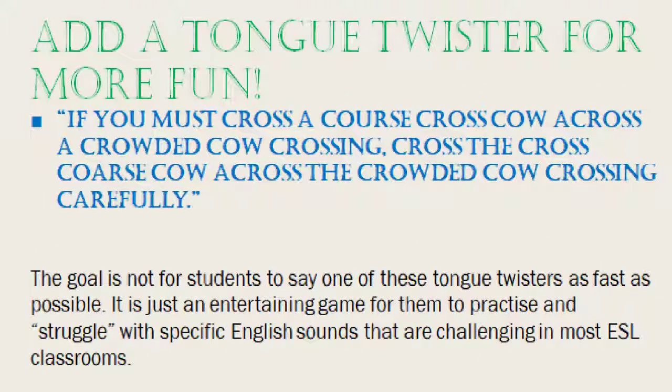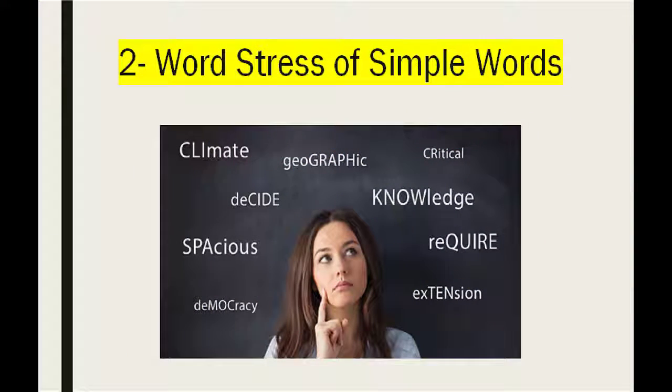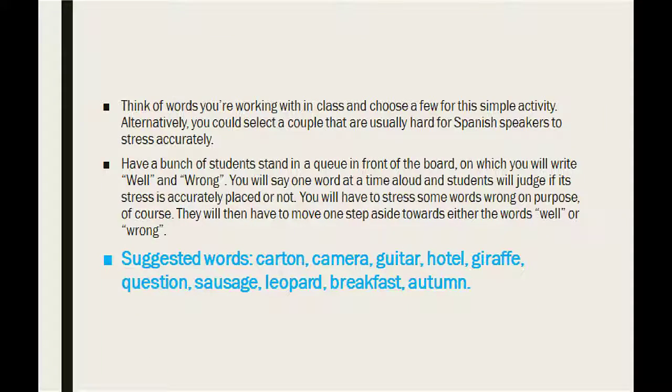If you must cross a coarse cow across a crowded cow crossing, cross the coarse cow across a crowded cow crossing carefully. Now the second activity has to do with word stress. Stress of simple words. Think of words you're working with in class and choose a few for this simple activity.